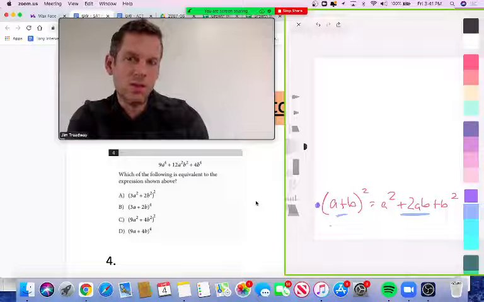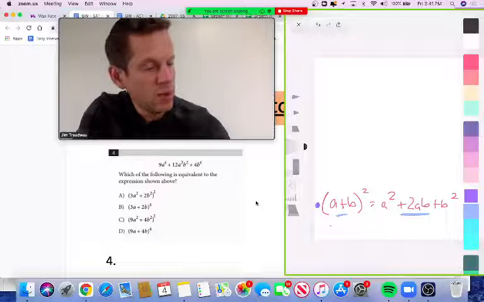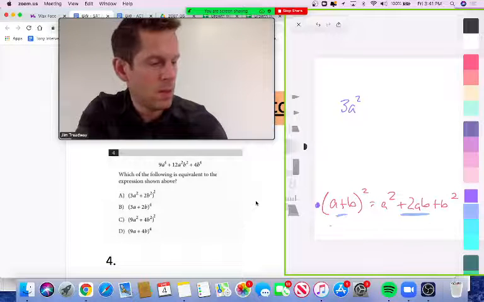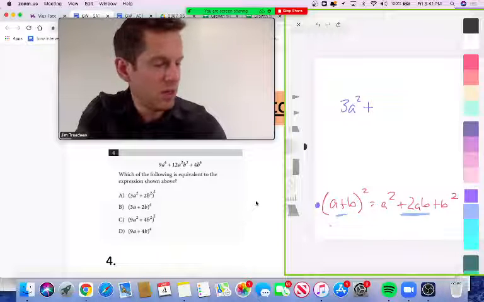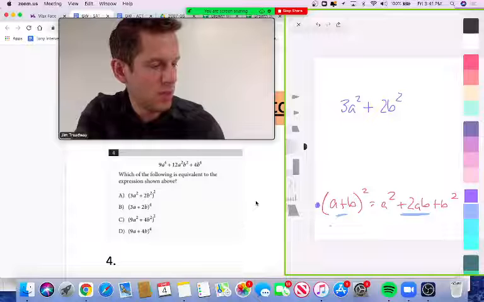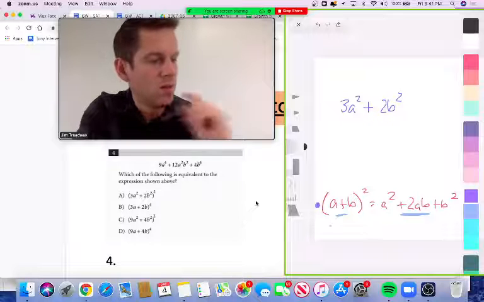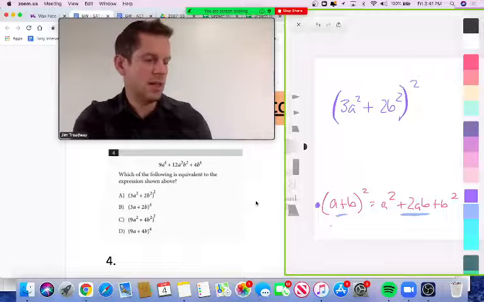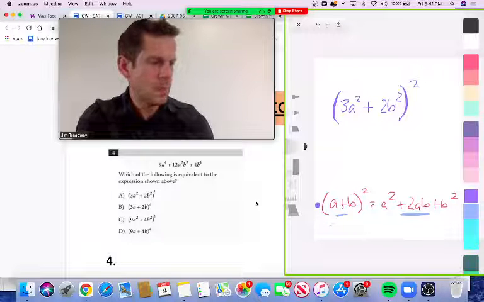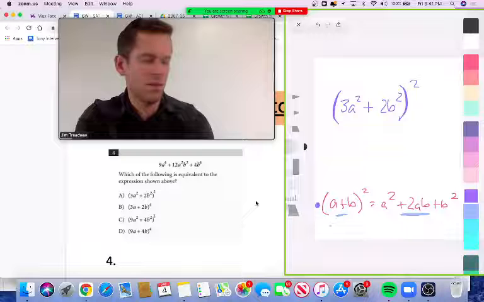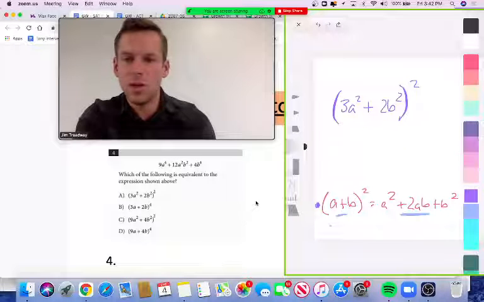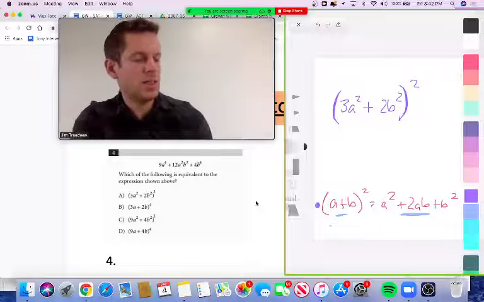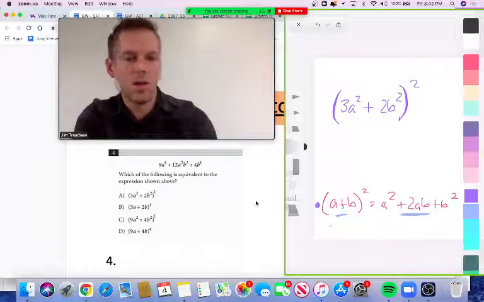So what squared would give us 9a to the fourth? That's going to be 3a squared. And what squared would give us 4b to the fourth? That's going to be 2b squared. If you square those out, you get the expression in the question. And you really have to have this memorized, I think, to be able to see this. So 3a squared plus 2b squared, square of that. Answer choice A in question 4.